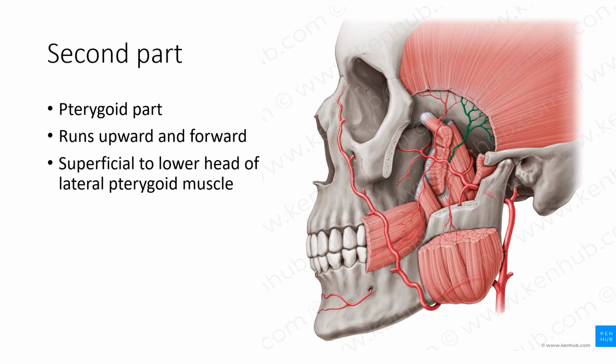So this is the second part of the pterygoid muscle, the second part is also called the pterygoid part, because I told you that it runs just superficial to the lateral pterygoid muscle, and that's why it is also called the pterygoid part of the maxillary artery.